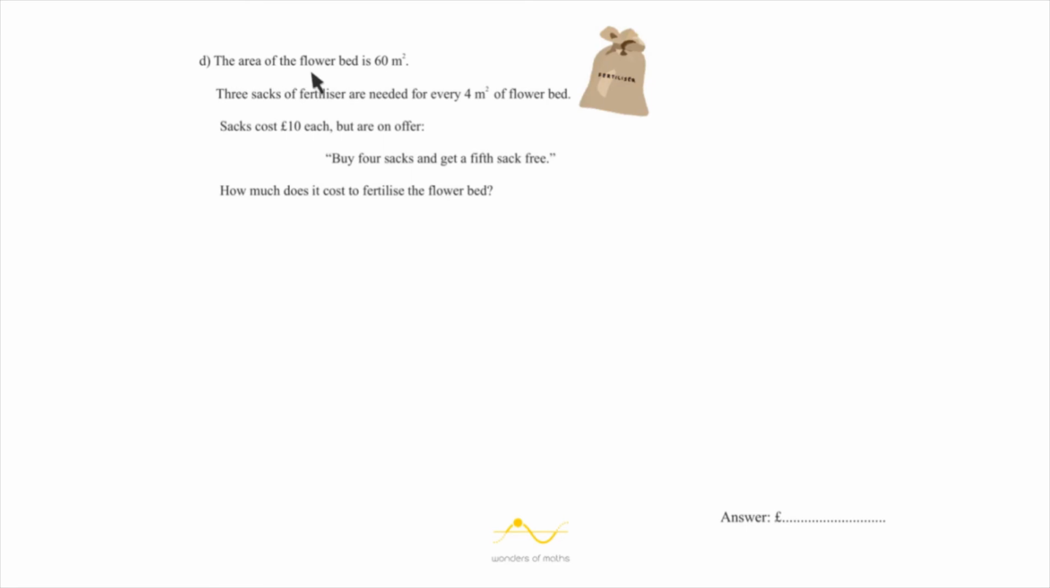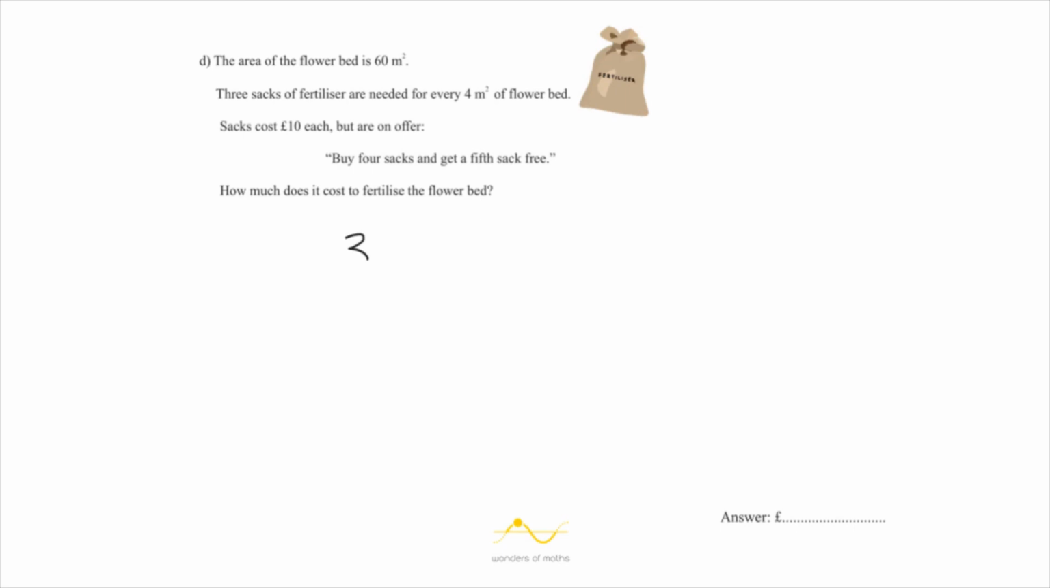The area of the flower bed is 60 metres squared. 3 sacks of fertiliser are needed for every 4 metres squared of flower bed. Sacks cost £10 each, but are on offer. Buy 4 sacks and get a 5th sack free. How much does it cost to fertilise the flower bed?